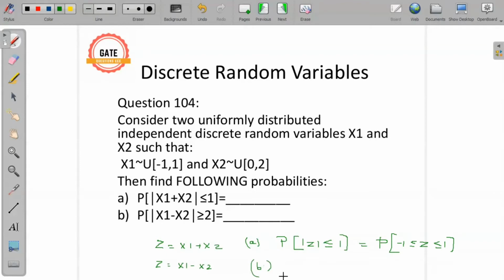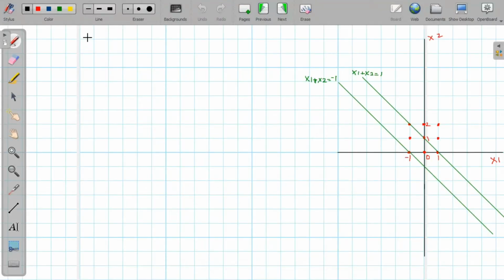But in the solution that I am going to give you, I will be using the shortcut method that I discussed in problem 103. The link of that problem I will provide in the I button and in the description also. So let's see how to solve this problem using the shortcut method that I discussed in question code 103.